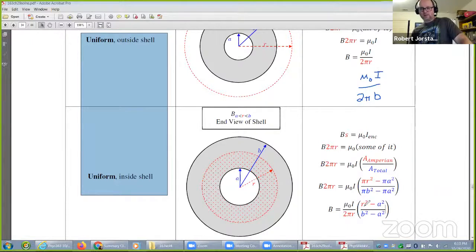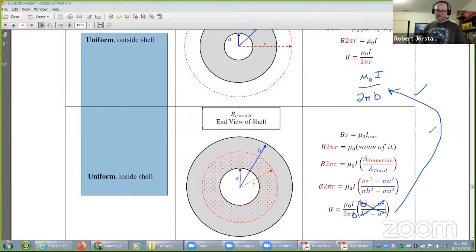Let's look at this one. If I plug in b squared here, this becomes 1, and I get mu naught I over b. It matches. The units check. We see that at the interface, where we change from inside the shell to outside the shell. Great. Wait a minute, people.